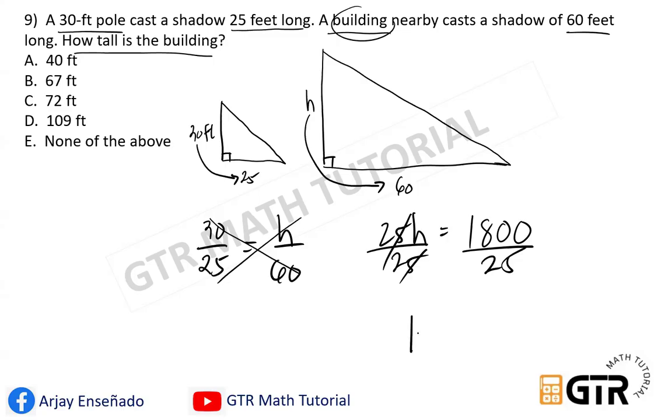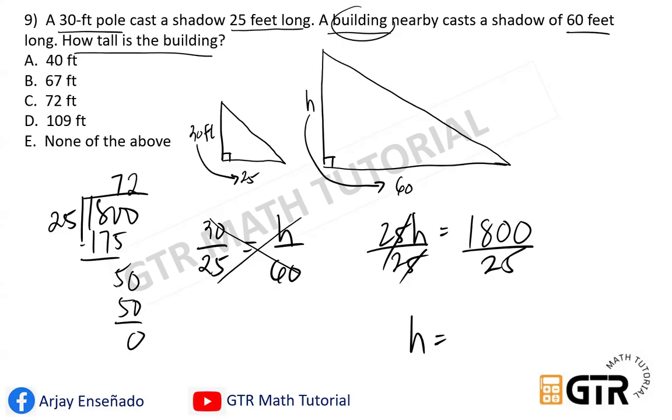Okay, so let's just divide manually. 1,800 divided by 25. 180 divided by 25, that is 7. 7 times 25, that is 175. Subtract, so we have 5, bring down 0. 50 divided by 25 is 2. 2 times 25 is 50. Okay, so therefore, the height of the building is 72 feet.